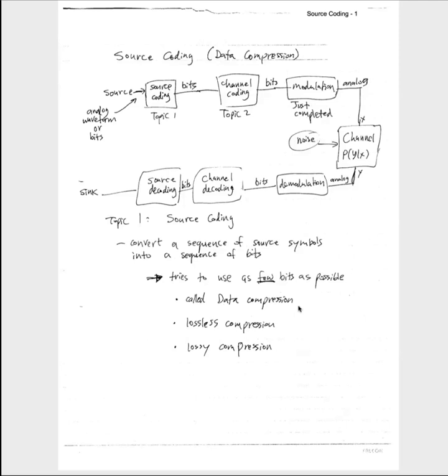For example, on your hard disk or on a CD, data compression is used. So I'm sure many of you know this idea of zipping files, right? Either using WinZip or PKZip, right? These algorithms are doing exactly this. They're doing source coding or data compression.